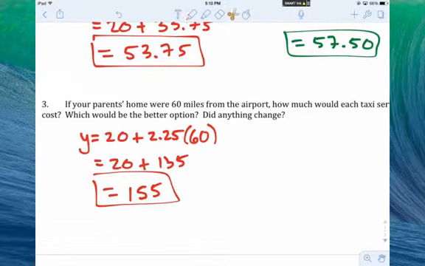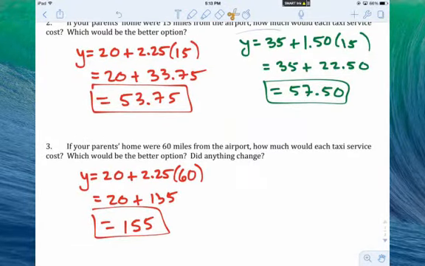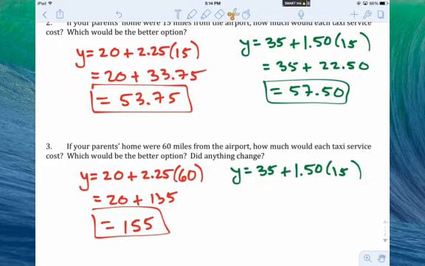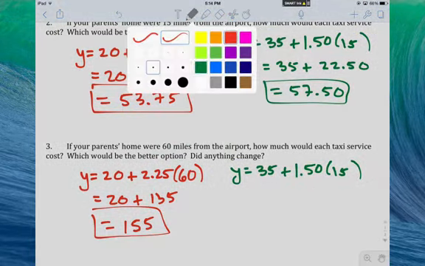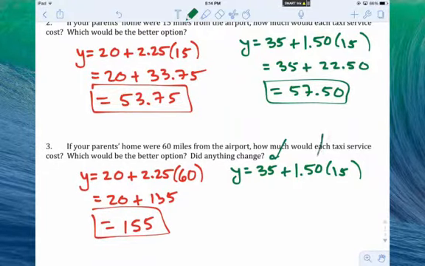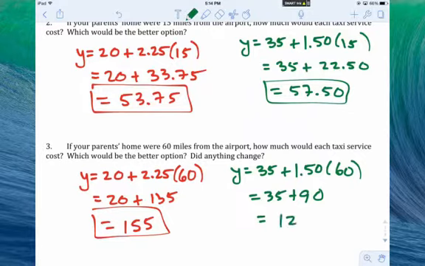Okay, now let's try out Vicky's and see what happens. Vicky's cost for a 60-mile trip is going to be $35 for the pickup and then $1.50 for each of those 60 miles. So the cost is going to be 35 plus 90. Oh wow, this is going to be a lot cheaper. It is 125. So we see that for this longer journey, Vicky's is now the much cheaper option.